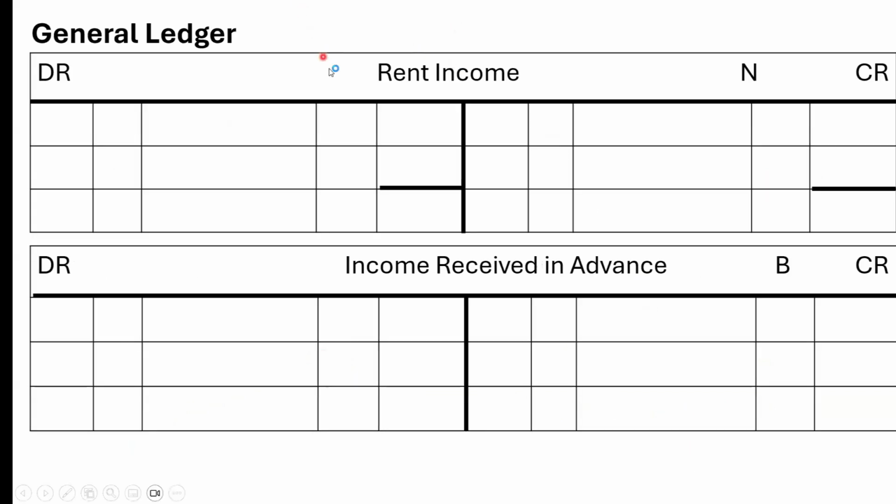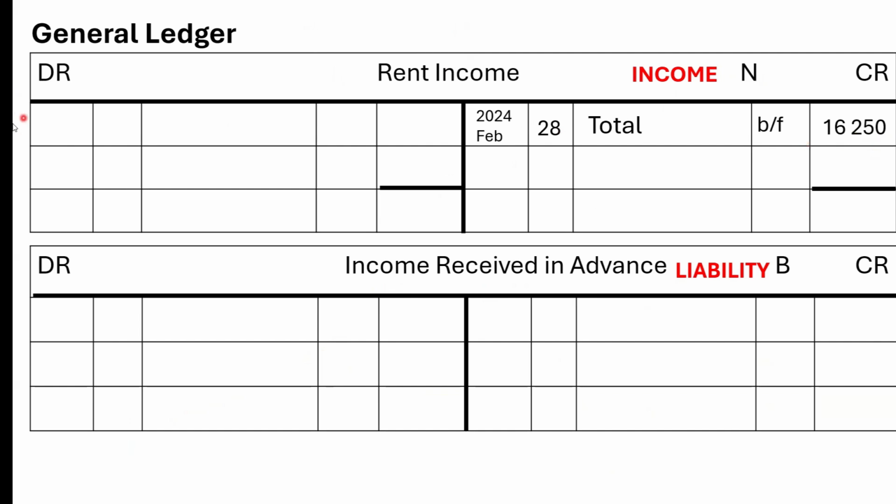So again, in my general ledger, I'm first going to pop in, say, rent income is an income. Income always credit, which means it has a total on the credit side. Income received in advance is a liability. So rent income, there's my total of 16,250, which I got from the pre-adjustment trial balance. Now, once again, we have 3,750. That's too much, remember? So it's not allowed to be in there. We need to take it out.